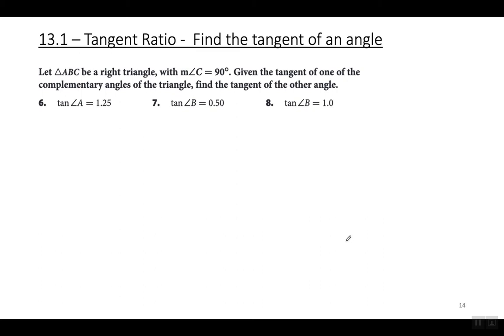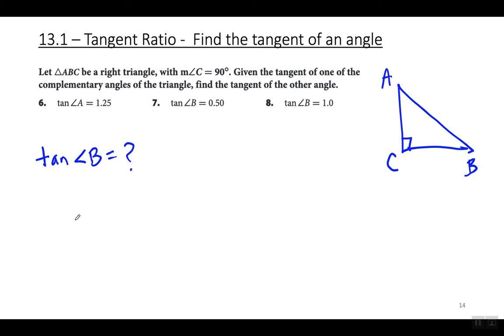Alright, so it says here, let triangle ABC be a right triangle with the measure of angle C equal to 90 degrees. So you've got a triangle, you could draw it however you want. Let's say you draw it like that. Angle C is the 90-degree angle, so A and B. You didn't have to draw it exactly like that, but just to give you an idea of what they mean. Given the tangent of one of the complementary angles of the triangle, find the tangent of the other angle. So if they tell you that the tangent of angle A is 1.25, how would I find the tangent of angle B?